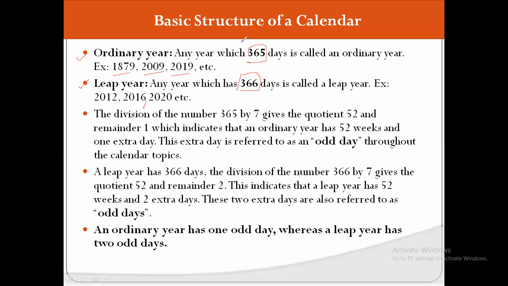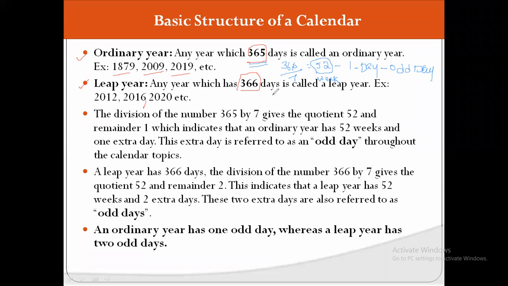So first of all, if we divide 365 days by 7, it gives you the quotient as 52 and the remainder as 1, which means 52 weeks. For a week, we know there are 7 days. So 52 weeks as well as one additional day will be there in this ordinary year. That one day will be treated as one odd day. So one odd day for this particular ordinary year.